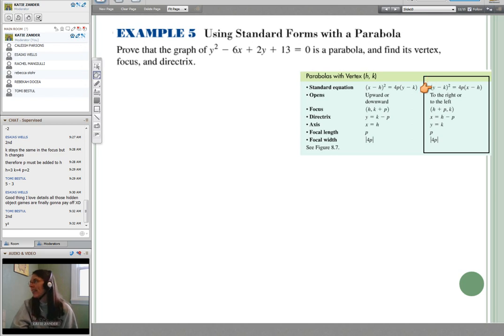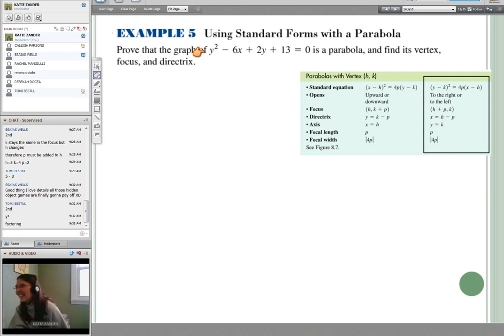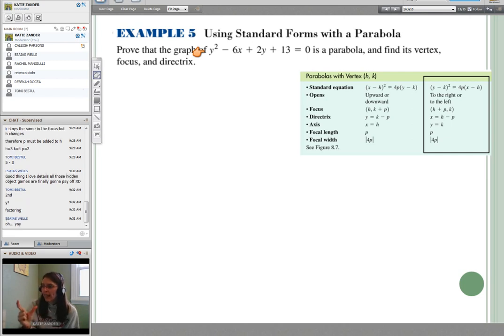Any idea how I can get this into the standard equation here? Any idea how we can get there? Kind of like factoring, it's called completing the square. Essentially we're going to want to complete the square with the y's, which will get it into a factored form. The first thing we got to do is get the y's on one side and everything else on the other.